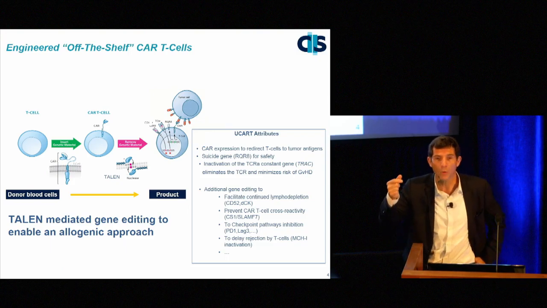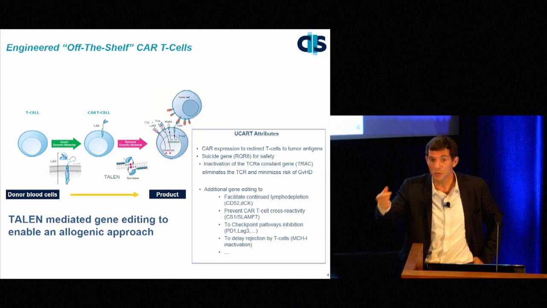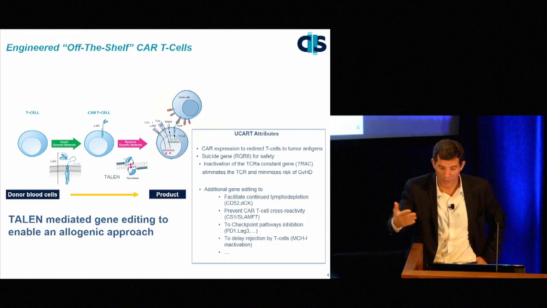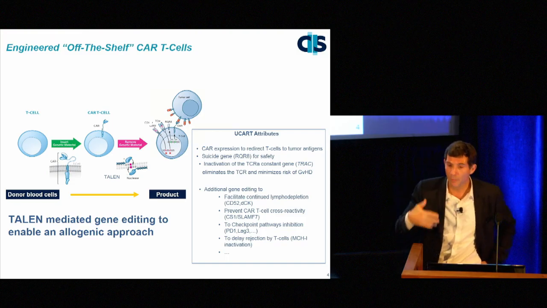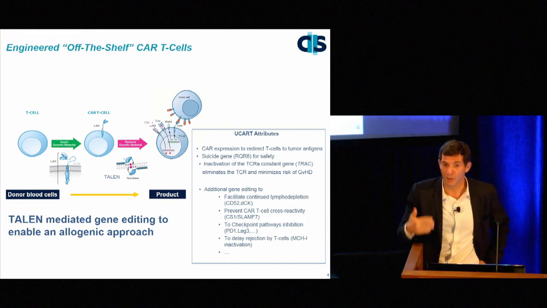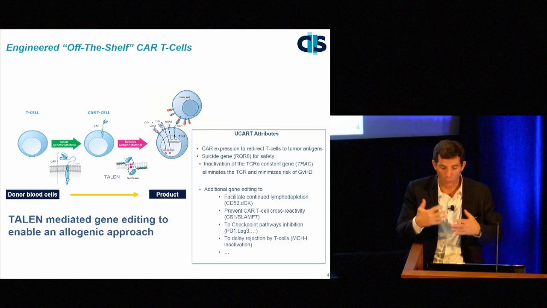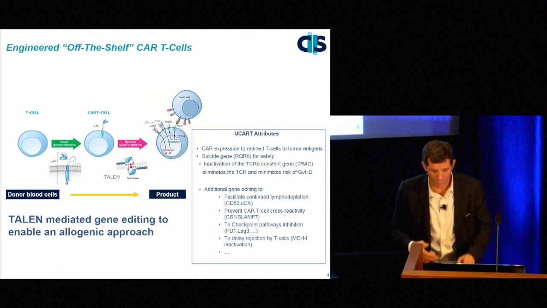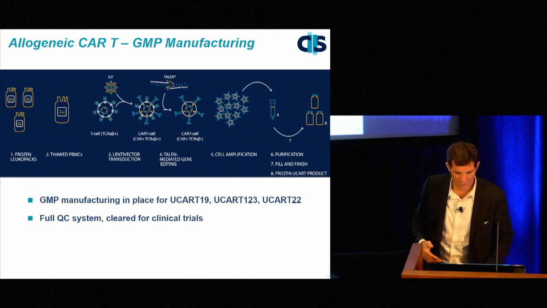But you can make the cell also resistant to certain drugs. So you can remove receptors that can recognize these drugs, such as CD52, to make them resistant to alemtuzumab, or deoxycytidine kinase to make them resistant to purine nucleoside analogs, such as fludarabine. Or you can suppress also cross-T cell reaction, checkpoint inhibition, a lot of different things. I'm going to show you some of these features.